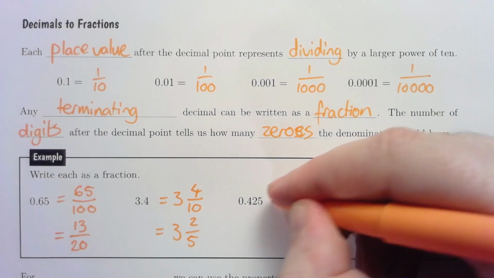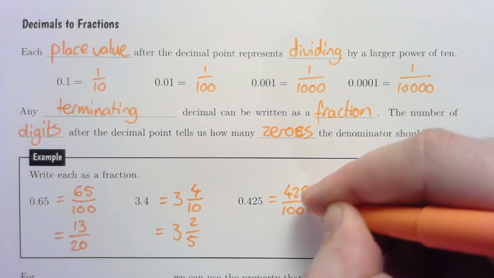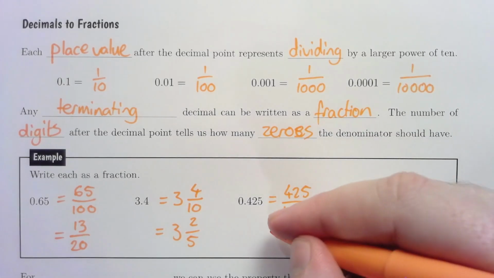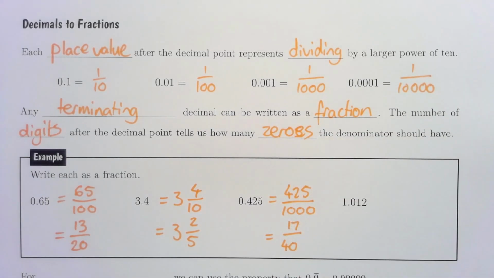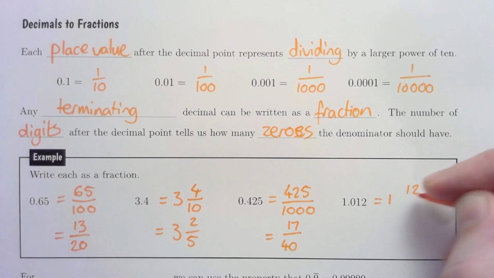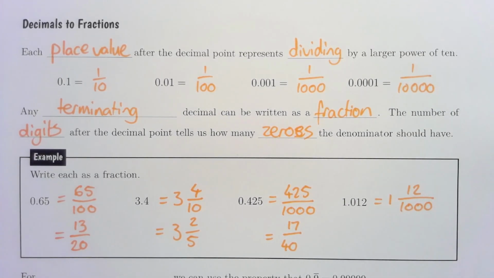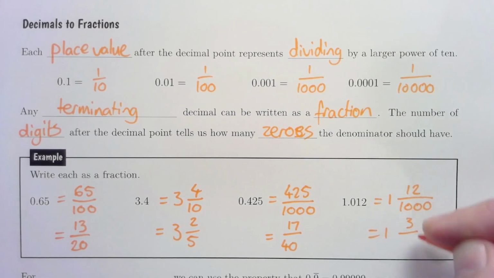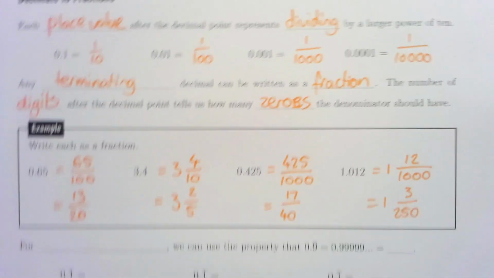0.425 is the same as 425 1,000ths, which simplifies to 17 40ths. And 1.012 is the same as 1 and 12 1,000ths, which simplifies to 1 and 3 250ths.